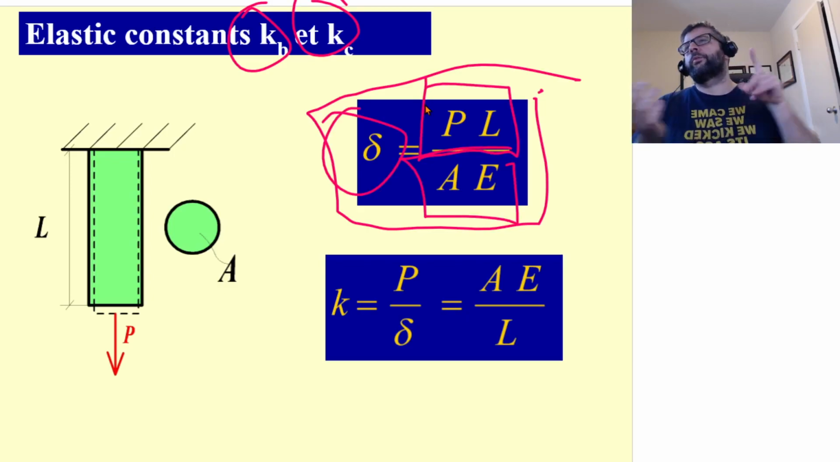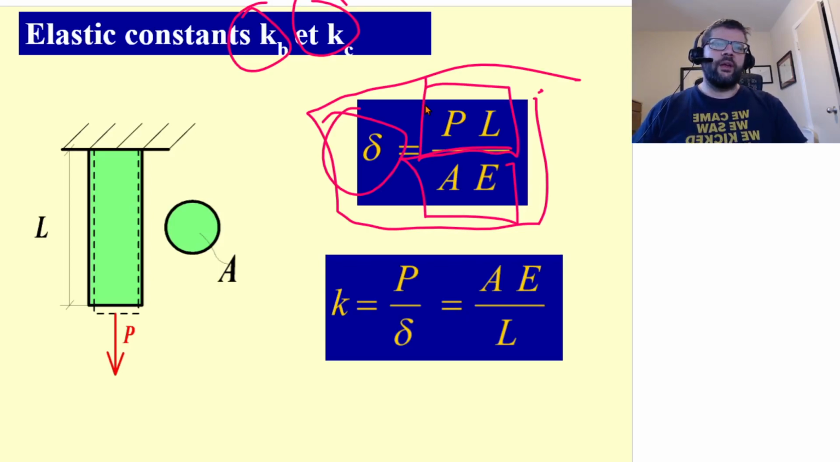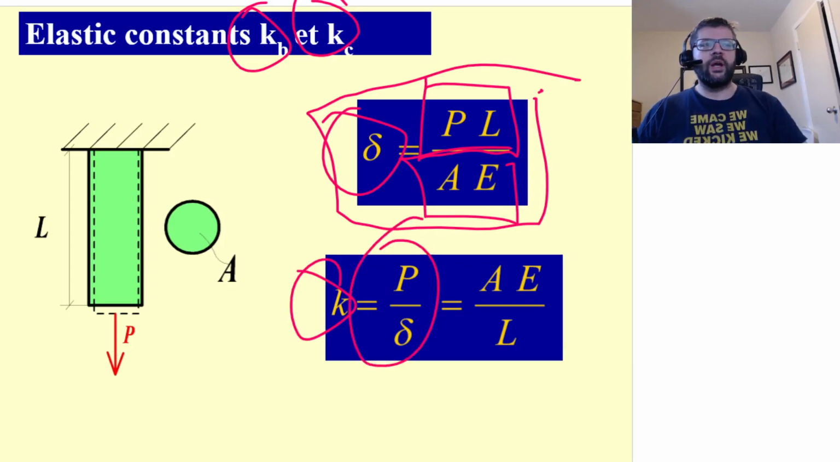So it's proportional to the amount of load, proportional to the initial length, and inversely proportional to the cross-sectional area and the stiffness of the material. So our K value is just P over the displacement. So the stiffness is equal to the amount of force you need to apply to get a certain amount of displacement. So that is equal to AE over L.